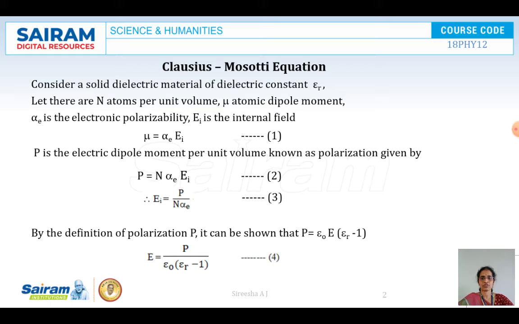Now by the definition of the polarization P, it can be shown that P is equal to epsilon naught E into epsilon r minus 1. This equation we have seen right from day 1 of dielectrics, where I have explained what exactly this equation states. So using that equation, we are rearranging the terms, and we get E is equal to P by epsilon naught into epsilon r minus 1. Let us name it as equation 4.